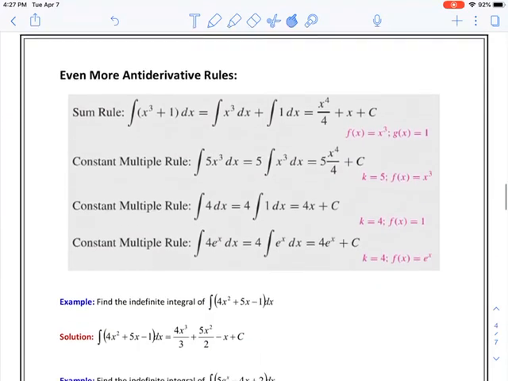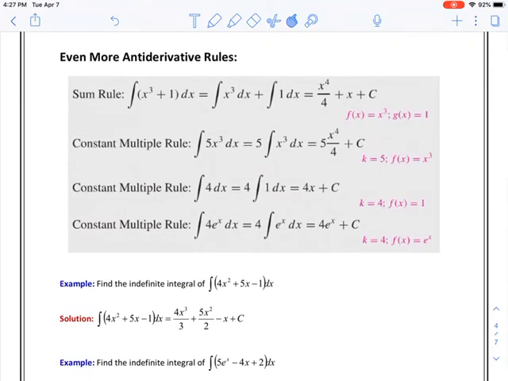All right, even more antiderivative rules. These are what I refer to as the intuitive rules. I'm not going to really go over these rules. They have similar rules for finding derivatives. We just kind of use these without actually thinking too much about it. That's why I call them intuitive rules.